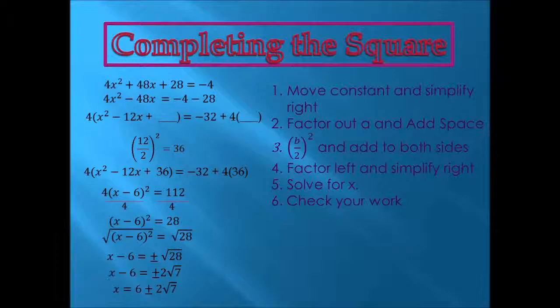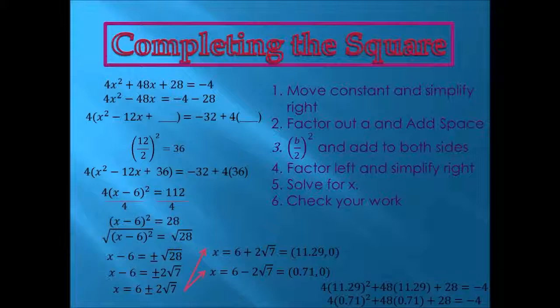You'll see some answers left in this form, and then you'll also see them written as decimals. So we have negative 6 plus 2 square root of 7 and negative 6 minus 2 square root of 7, so we're left with negative 0.71 and negative 11.29. Then we can check our work by plugging these solutions into our quadratic equation, and we end up getting them correct. So this is completing the square, or solving quadratics by completing the square.